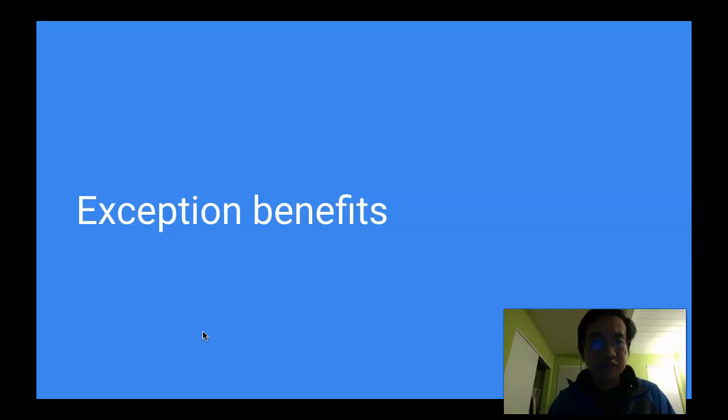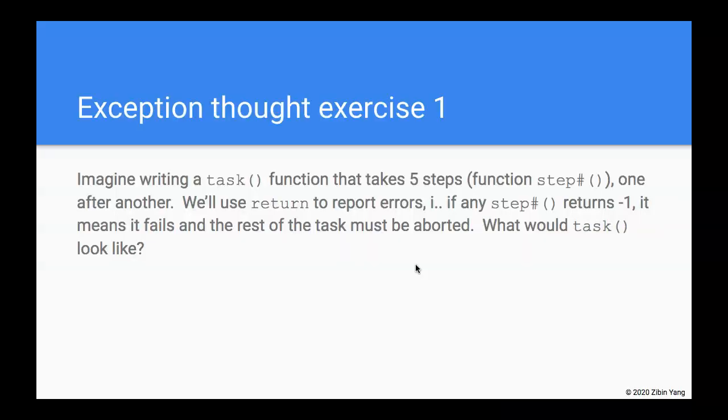Hi, in this video, I'm going to explain why exception is a good mechanism for reporting errors. And we'll do that by going through some thought exercises. So the first one is, let's imagine we're writing a function that performs a particular task. This task would take 5 steps. Each of these steps is represented by a function called step 1, step 2, all the way through step 5. And it does it one after another.